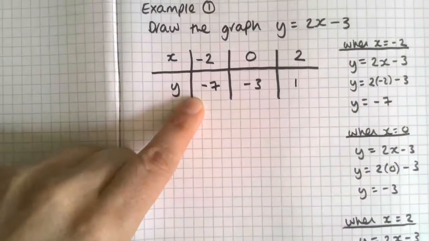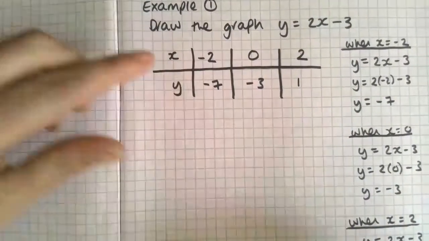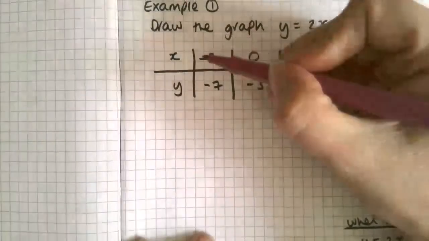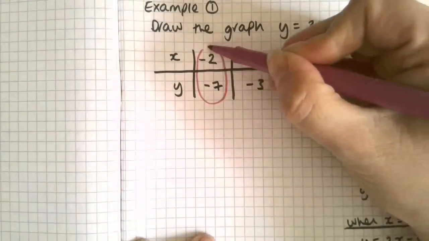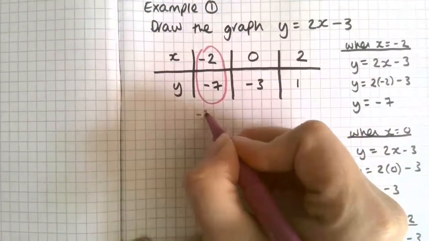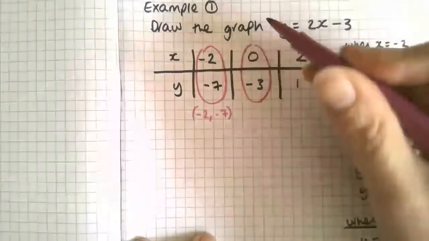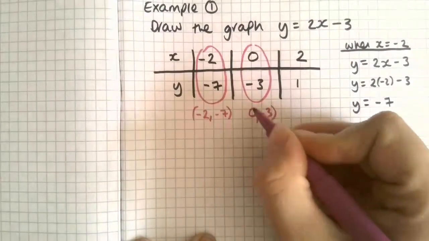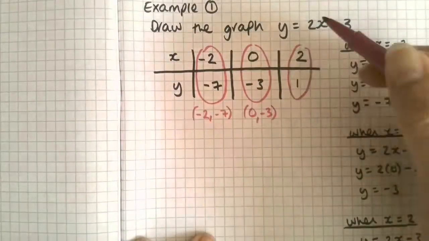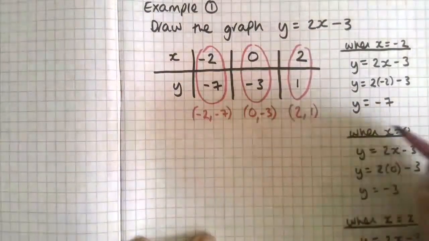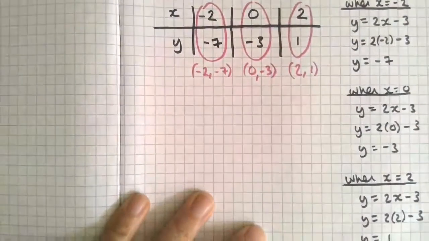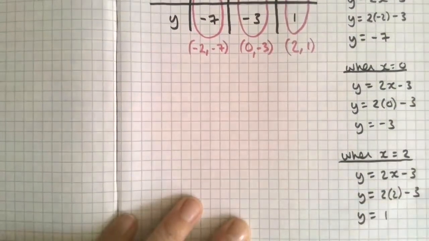Okay, so these are my values now that I'm going to be plotting. So these can go together. So I need to plot the coordinates minus 2, minus 7, 0, minus 3, and 2, 1. So I'm just going to sketch my axes here and then we'll get on and draw the graph.